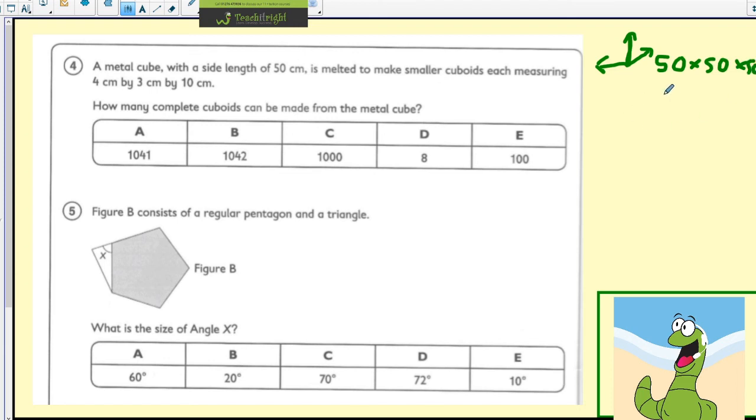times 50. So that's the volume, which is equal to, oh my goodness, we were banging pots and pans. It must be 8 o'clock on a Thursday.